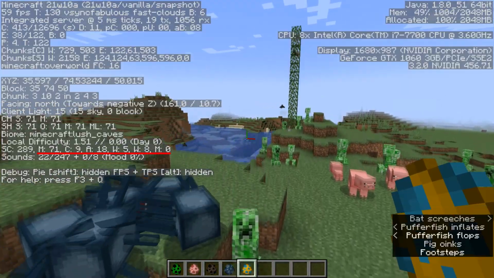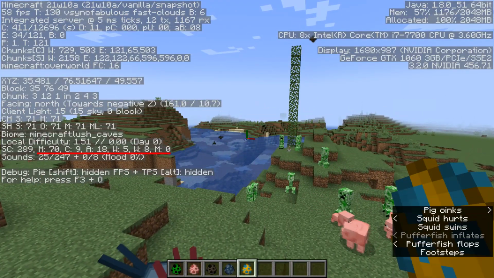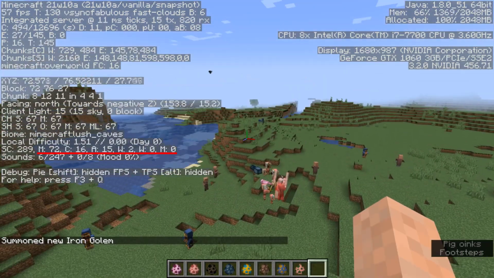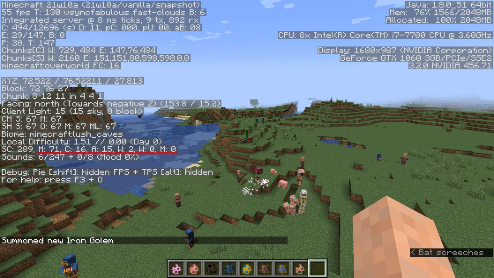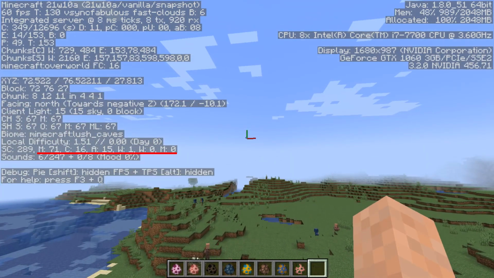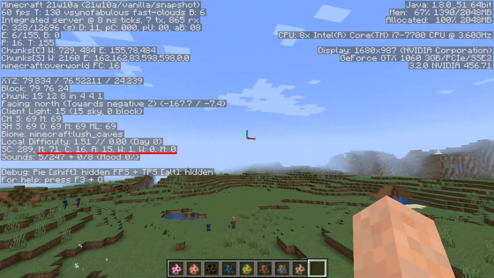And finally we have M, which stands for the total amount of miscellaneous entities. But I'm not quite sure which mobs are actually considered miscellaneous. So if you could figure it out for me, that would be very nice. Just leave a comment down below with mobs that you find are miscellaneous.